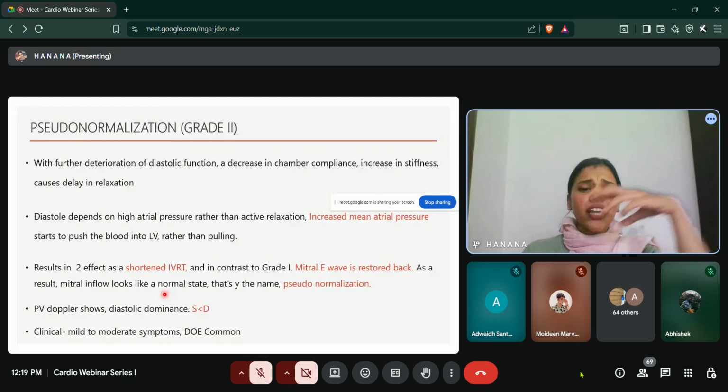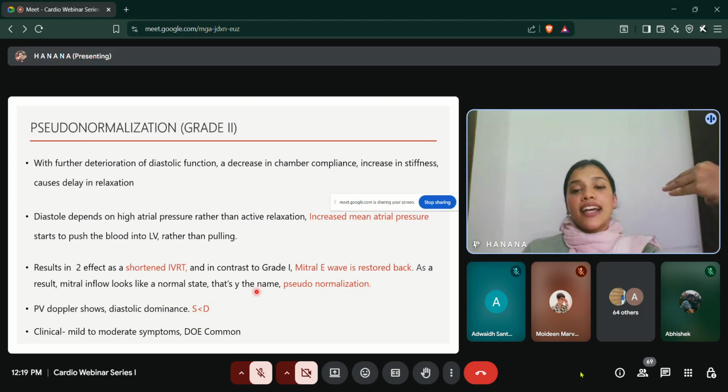So it looks like a normal state, like a normal waveform. That's why the name pseudo normalization. It's actually a false normalization. It is faking it. Actually, it is not a normal state, but it is faking it.